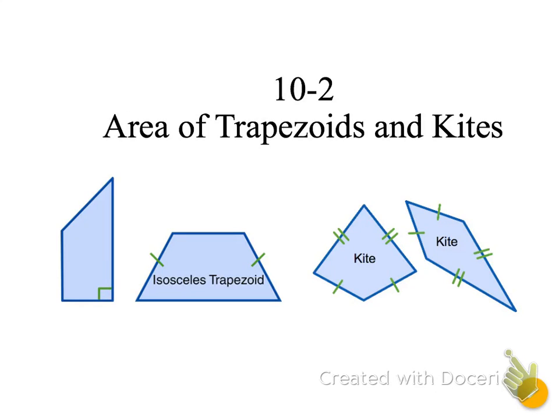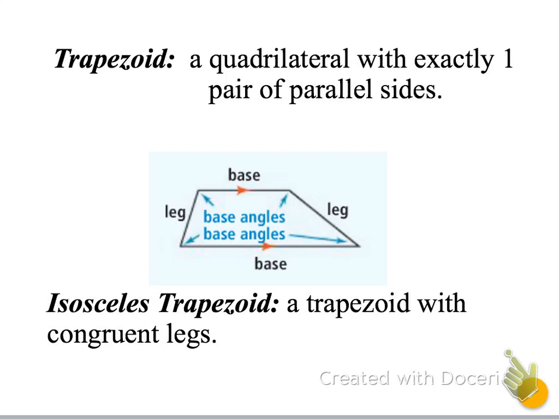So this video we're doing 10.2, so we're going to be talking about the areas of our trapezoids and areas of kites. Okay, so a trapezoid, remember, has the two bases and the two legs, and an isosceles trapezoid has the two congruent legs, so both of these would be congruent. Okay, and then we also have those base angles.